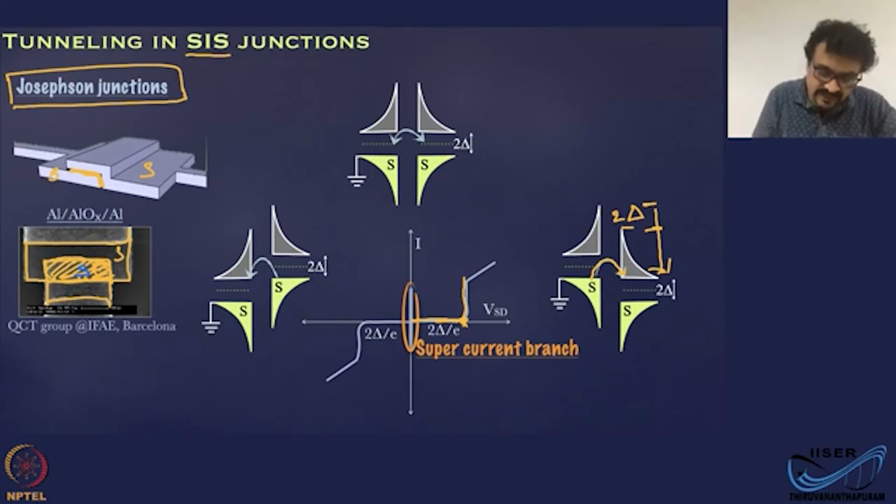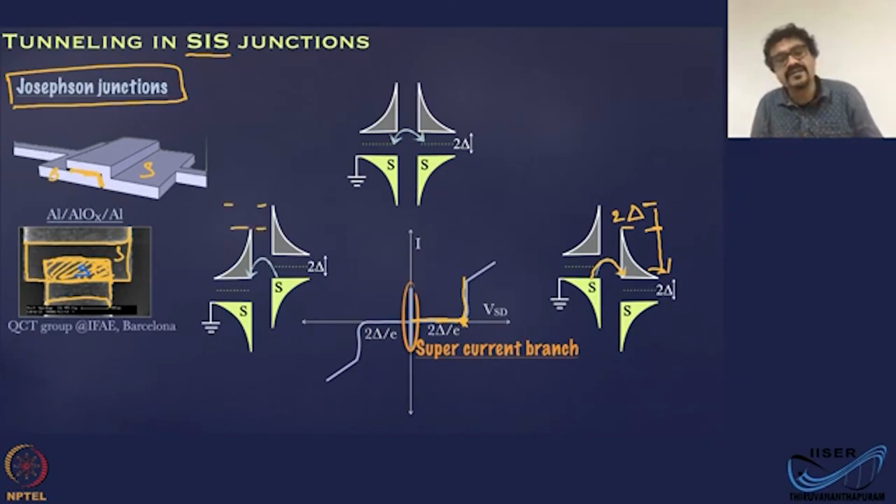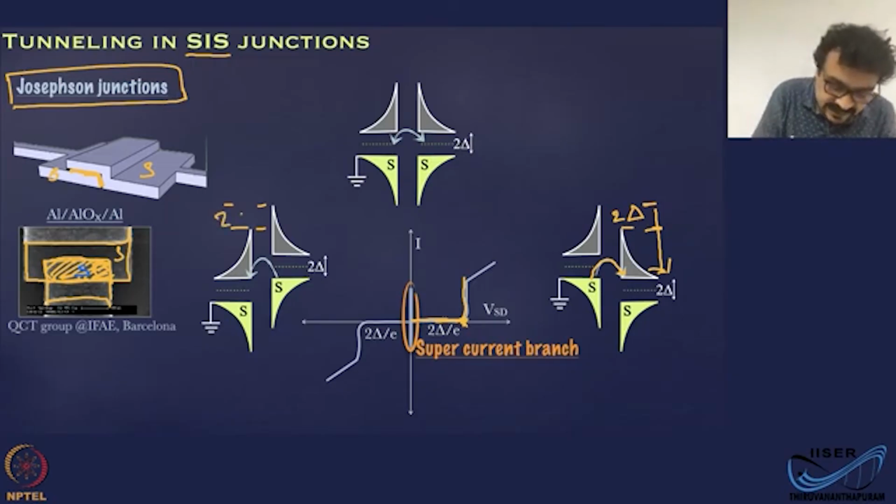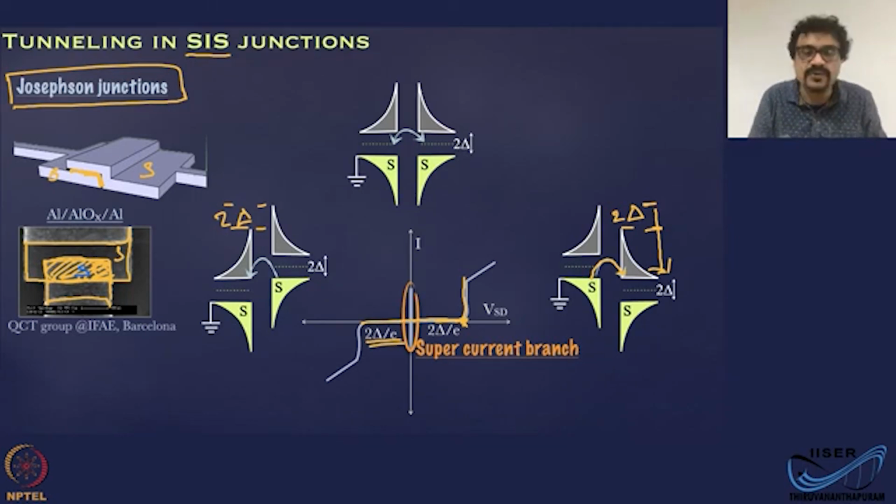Similarly, in the reverse direction, opposite direction, until you move the left and right side relatively by 2 delta in energy, or until you apply a voltage which is equivalent to 2 delta by E, no current will flow. Then once the empty states, in this case on the left side, align with the filled states on the right side, the electrons can tunnel and you get a current through.